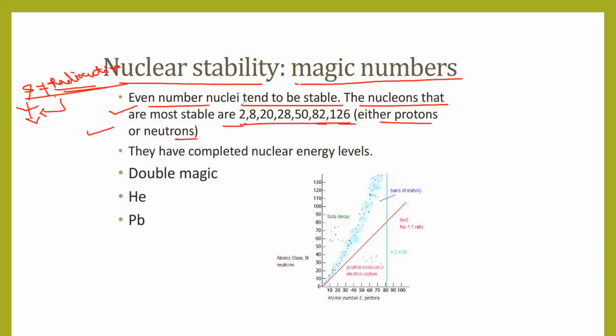Why do we call them magic numbers? Because with this number of protons or neutrons, the nucleus is very stable. That's why these are known as magic numbers. They have completed nuclear energy levels. Double magic examples are helium and lead. So this is the nuclear stability explained on the basis of magic numbers.